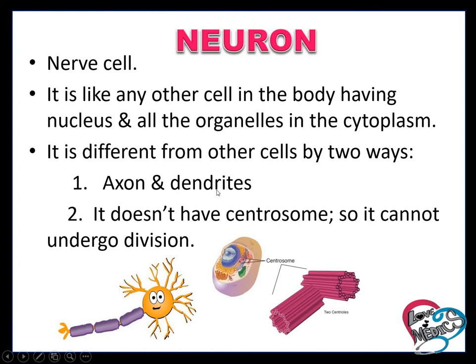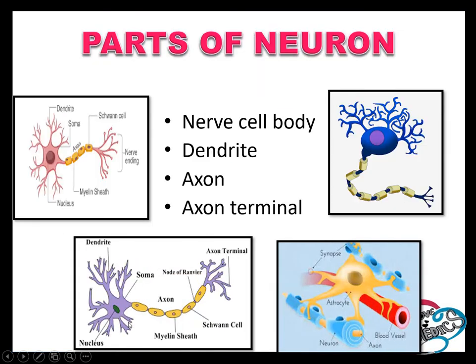One is axon and dendrites. Another one is it does not have a centrosome, so it can't undergo cell division. So if there is damage in this neuron, the damage remains. It is not able to heal parts of the neuron.